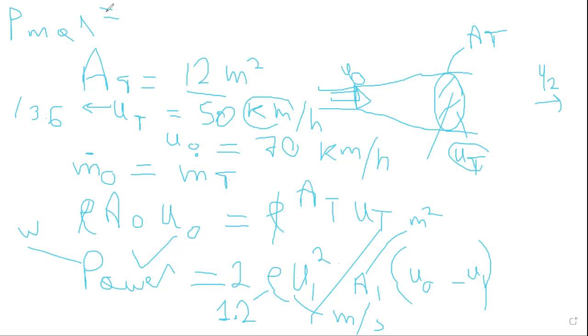Okay, so P maximum, let me write it here. P maximum is equal to half times rho times the area of the turbine, the cross-sectional area of the turbine, times which velocity here? Which velocity do we use here to the power 3? The area crossing the turbine or U0?